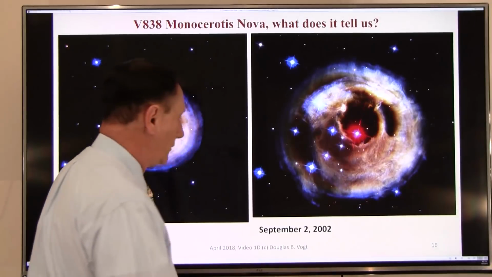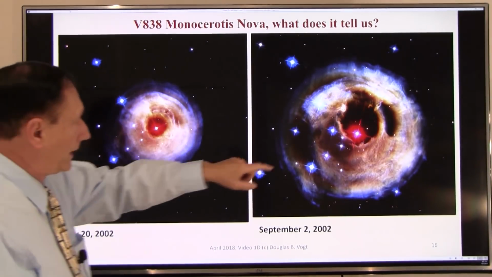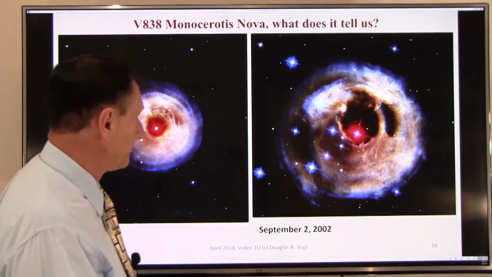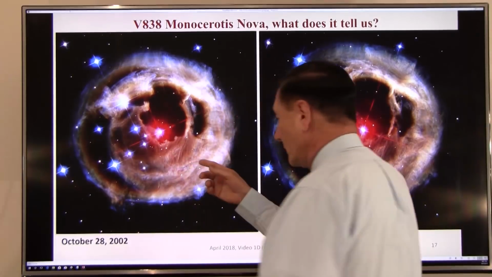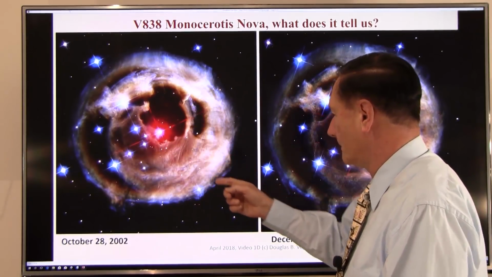September 2nd, 2002. The dust shell expands more. You see where the hole is here? It expands and becomes a bigger hole. Like this, dust shell. Here is October 28th. Dust shell expands even more. The hole opens even more.